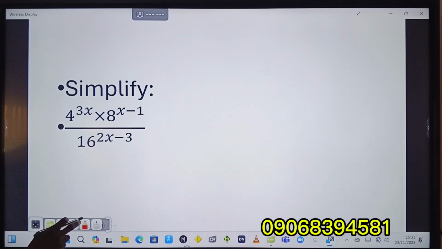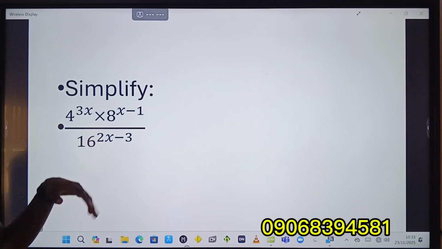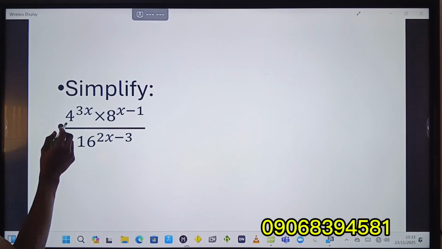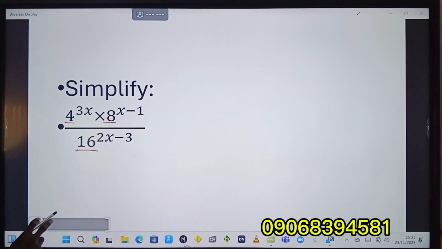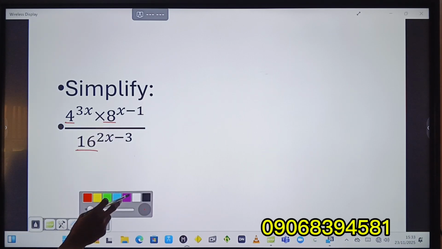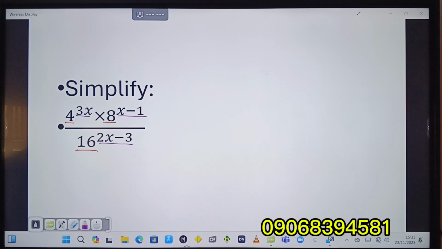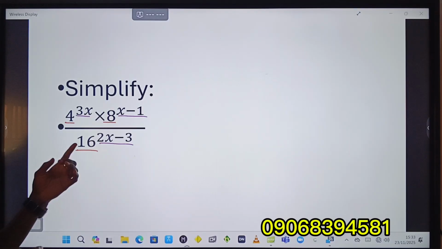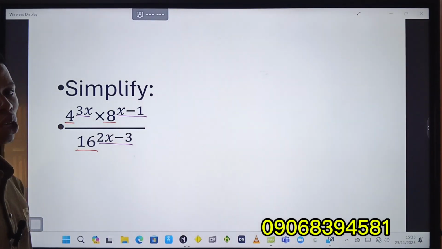Now, the next question is looking scary, but don't be afraid. Say simplify this. Now, if you look at this, we have a base here, a base here, a base here. At the same time, we have power here, power here, power here. That is the index. All you want to do at this point is, is there any way we can put all of them in the same base? If we can put them in the same base, then you are good to go.